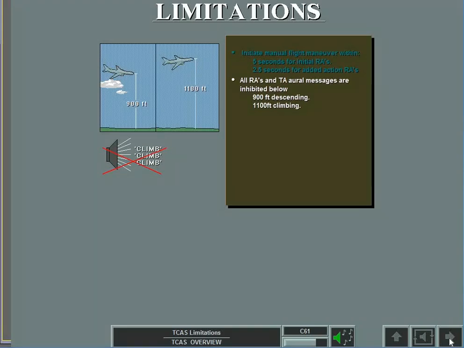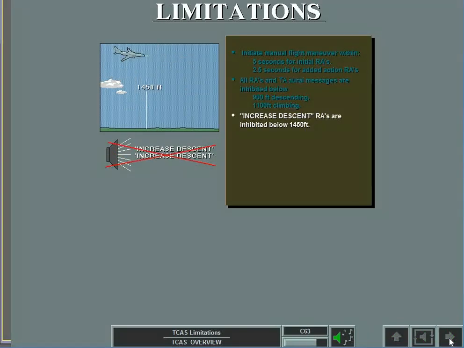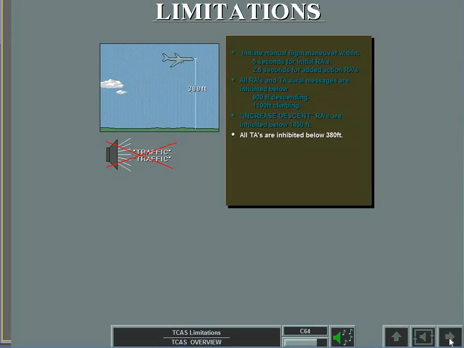TCAS operation is limited when flying at low radio altitude, for example during approach or following takeoff. All RAs are inhibited below 400 feet radio altitude descending and below 600 feet climbing. Increased descent RAs are inhibited below 1,450 feet descending or climbing. TA oral alerts are inhibited below 400 feet.